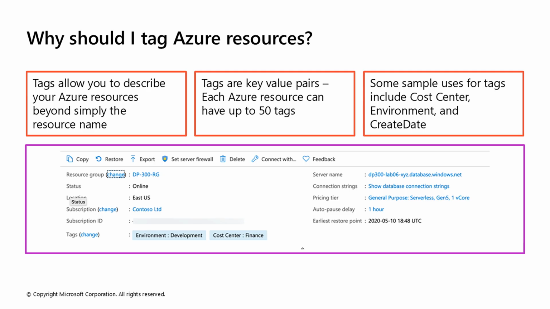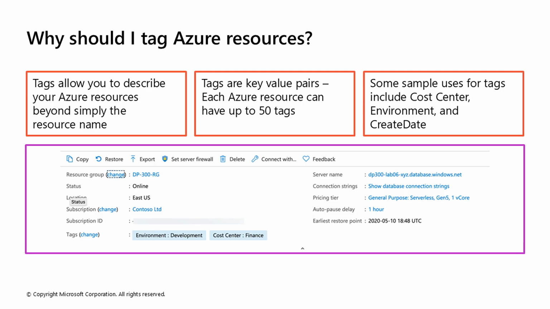Azure supports up to 15 tags per resource, and common examples include cost center, environment, and the creation date. Tags will also help to categorize resources for financial tracking, operational tracking, clarity, and compliance.